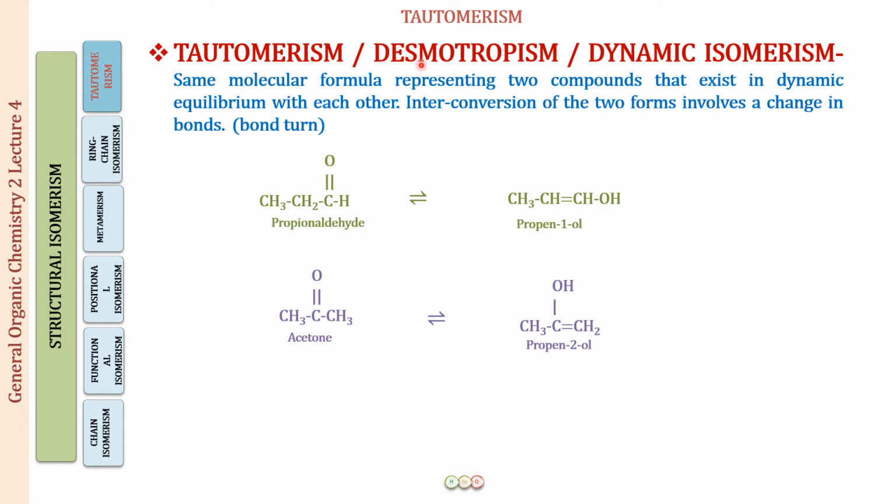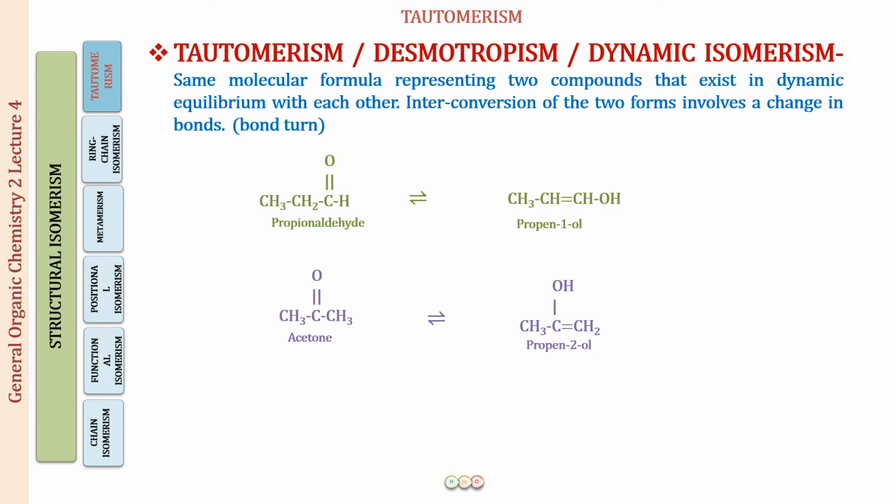Now this is also called desmotropism. So desmo means bond and tropism means turn. So this is called bond turn. Why is it called bond turn? Because the interconversion of the two forms involves a change in the bonds. What you can see is here we have a double bond between carbon and oxygen. Here we have a double bond between the two carbons. So there is a change in the bond positions, and that is why we call this desmotropism. Alright, the three words are clear to you.